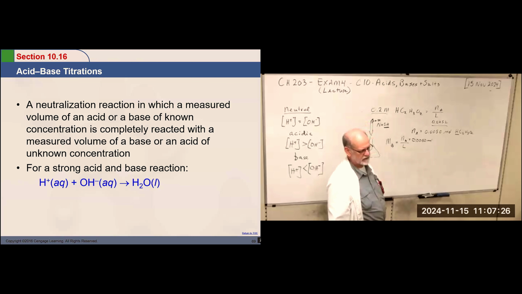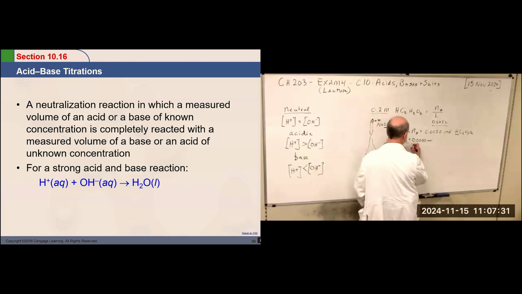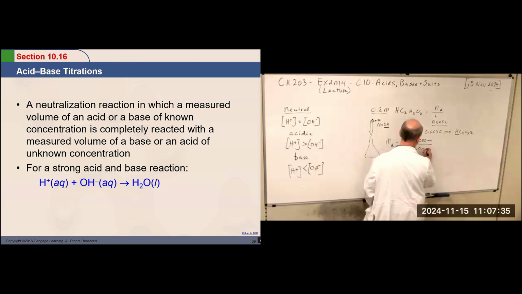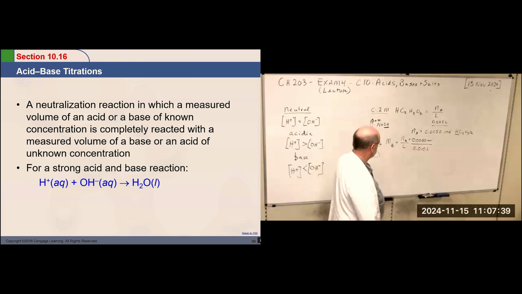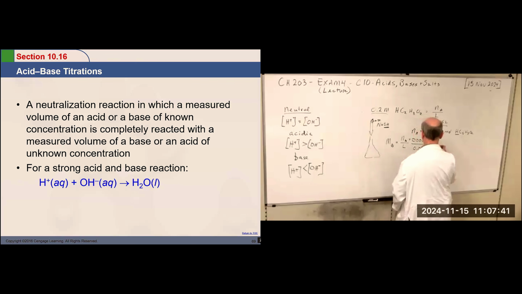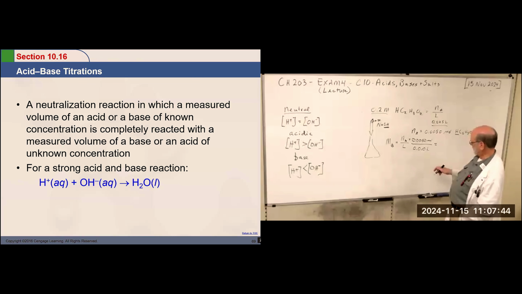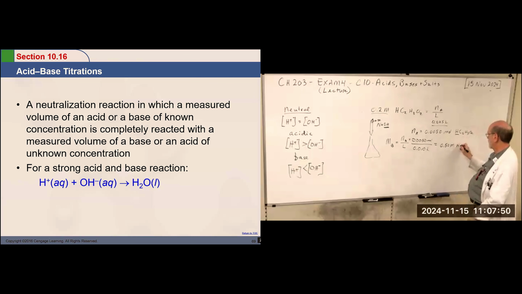Say we added, I don't know, 10 mils. So how many liters is that? 0.010 liters. So divide that into it. Let's move it 2 places. 0.50 molar sodium hydroxide. That's a titration.